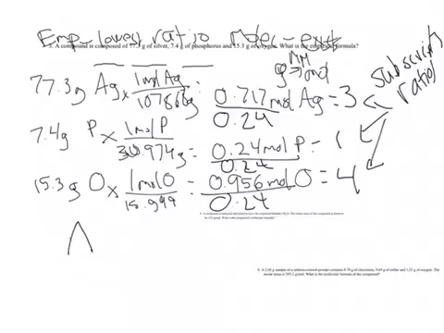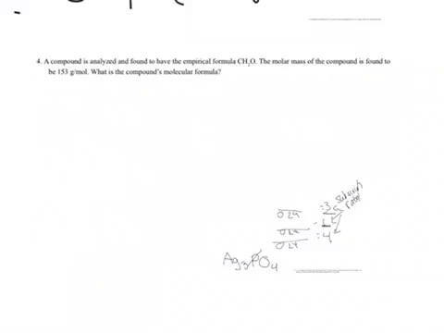So we can write our empirical formula. For silver, there is 3 of them. For phosphorus, there is 1. And for oxygen, there is 4. Empirical formulas. Okay, let's talk about molecular formulas. The difference is that molecular formula is how it exists in nature.